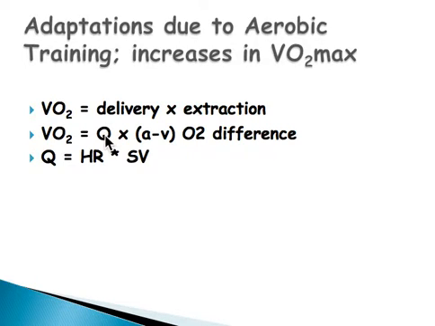Q, or cardiac output, is heart rate times stroke volume. And cardiac output is liters of blood leaving the heart per minute. And that can be thought of as delivery. So I would like to focus on how aerobic training, we know that's going to result in an increase in VO2 max. So what will increase? Will delivery increase? Will extraction increase? And if so, how will aerobic training result in an increase in delivery and extraction?